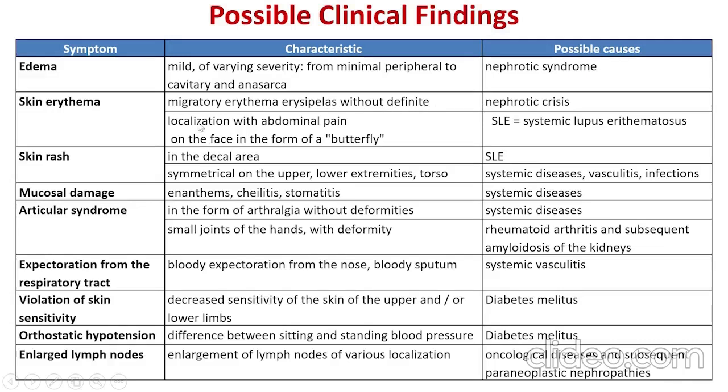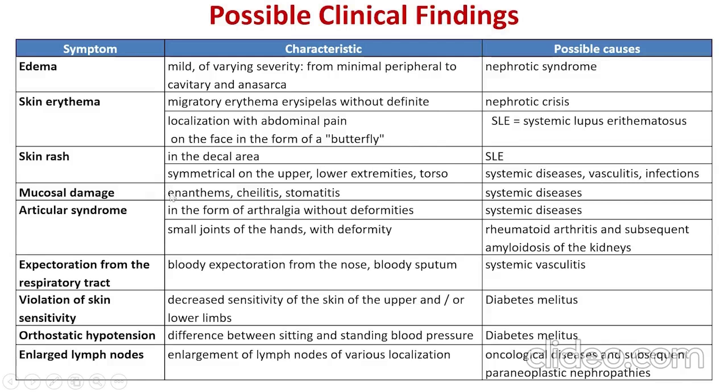Then skin erythema may be localized in the abdominal area with abdominal pain, and maybe on the face in the form of a butterfly. This is typical for systemic lupus erythematosus and secondary nephrotic syndrome. Skin rash in the decolletage area corresponds to systemic lupus erythematosus. Symmetrical skin rash on upper and lower extremities and torso may be in case of systemic diseases, vasculitis or systemic infections.